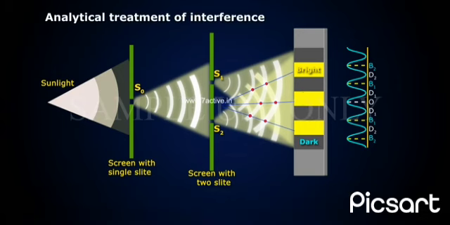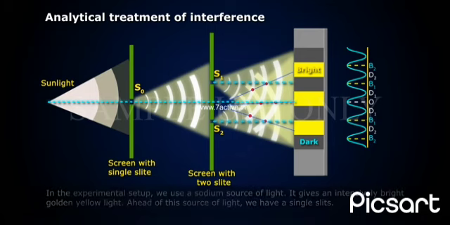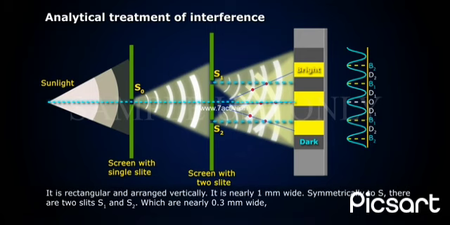Analytical treatment of interference. In the experimental setup, we use a sodium source of light. It gives an intensely bright golden yellow light. Ahead of this source of light, we have a single slit. It is rectangular and arranged vertically. It is nearly 1 mm wide, symmetrical to S.